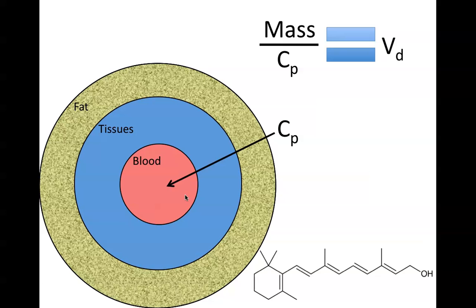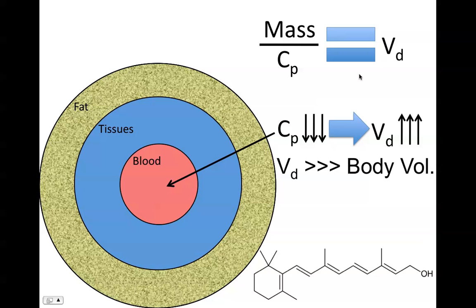This is because the plasma concentration is what's used in this equation. We're not using the fat concentration, we're using the plasma concentration, which is exceedingly low because the drug is distributed only to fat. And if that's the case, and we look at this equation up here, if the denominator gets really small, the volume of distribution is going to get really big, possibly even bigger than the body volume.